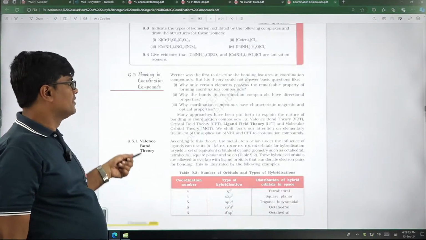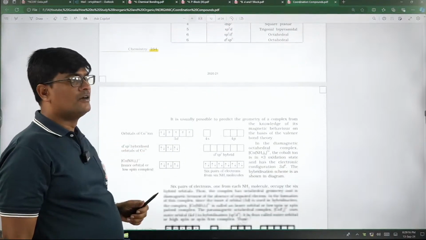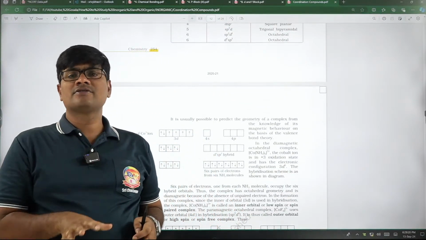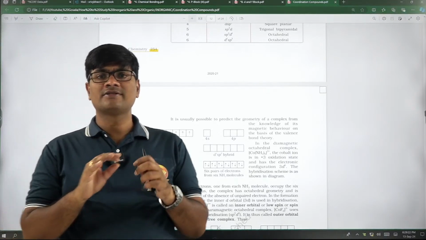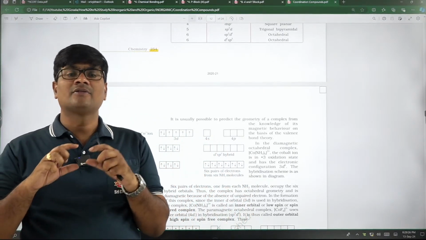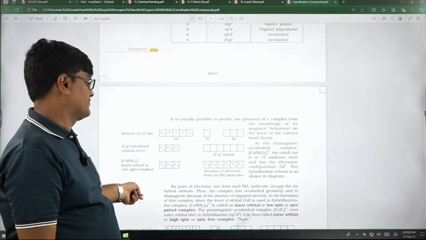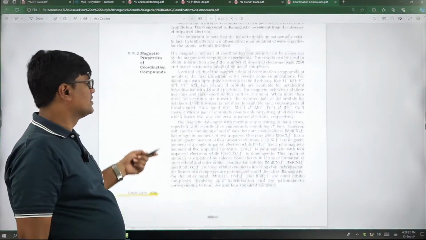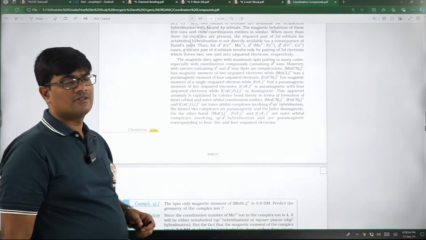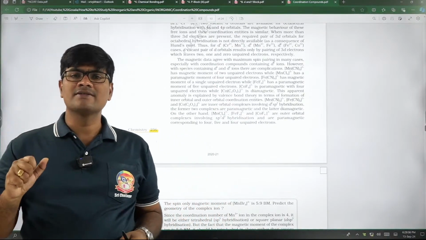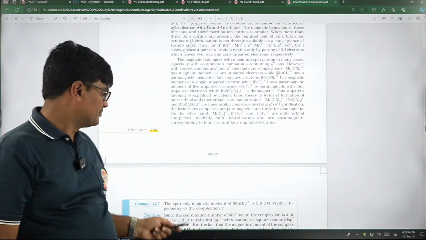And then bonding. In valence bond theory, we need to go through some postulates neatly. You know how to write the geometry and everything, but for the postulates, some lines you need to go through properly. Also in the drawbacks, we need to go through each and every line from the drawbacks of valence bond theory. Even magnetic properties also. Some selected complexes you can get from the NCERT and try to practice them.